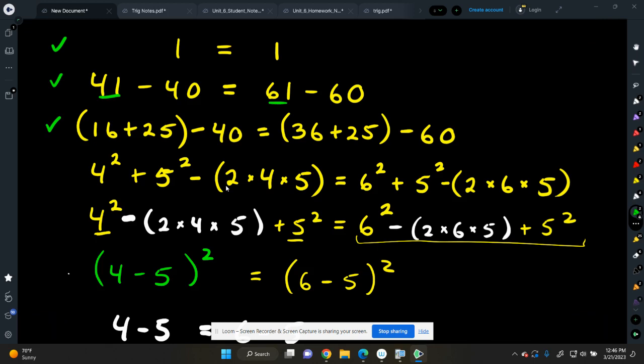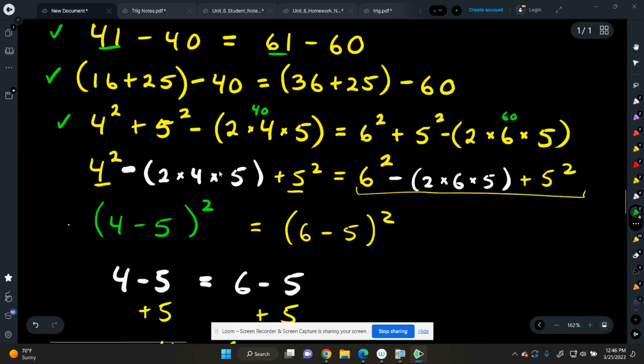Now, instead of 16, I wrote 4 squared. Instead of 25, I wrote 5 squared. And instead of 40, I wrote 2 times 4 times 5. This is 40 right here. Instead of 36, I wrote 6 squared. 25, I wrote 5 squared. And instead of 60, we did 2 times 6 times 5. So there's our 60. Everybody agree? Okay, tell me where the mistake is.